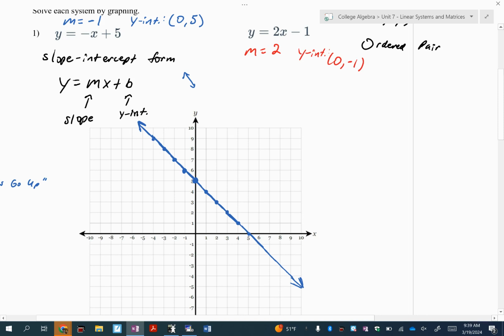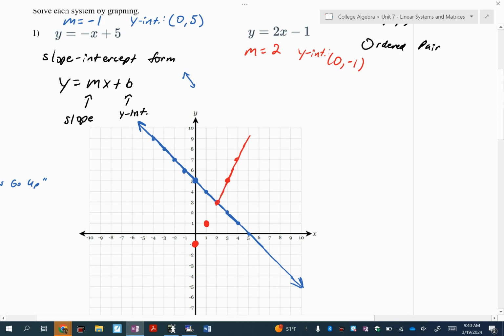All right, so I'm going to plot 0, -1. Now this slope is positive 2. So I'm always going to go up, right? I'm always trying to go up. And then what direction do I move horizontally if it's positive? Very good. Up and to the right. So up 2, right 1. Up 2, right 1. You should see where they intersect.